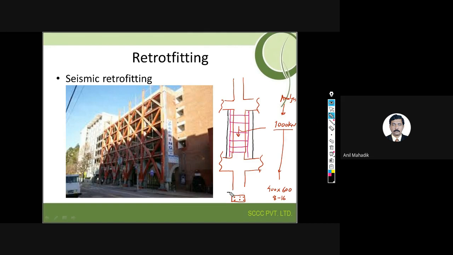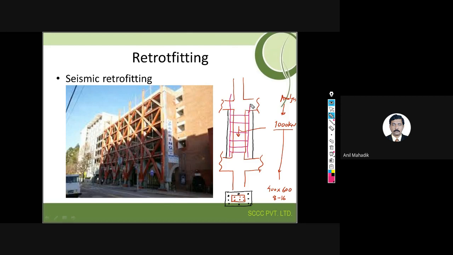So what you are doing, you are increasing the size like this. And then you are putting additional steel, let's say like this. Additional steel, additional concrete area. So your concrete area got increased, your steel got increased. That means your capacity got increased. So these are the ways the structural retrofitting is done for the columns. We call it column jacketing.